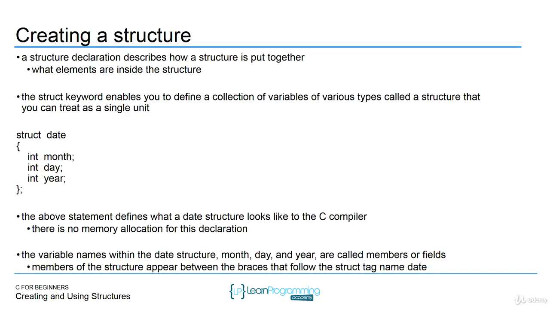The variable names within the date structure, the month, the day, and the year, those are called members or fields. Members of the structure appear between the braces that follow the struct tag name, date. So tag name, date. Very, very simple syntax to group these elements together inside of a single name, which is date. And you notice it's different from an array because there's no indices.